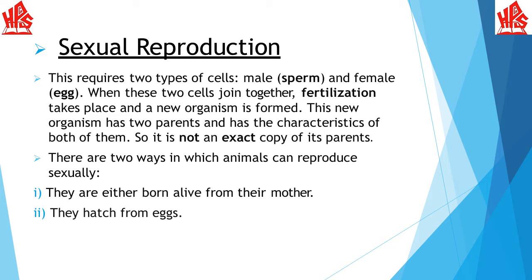There are two ways in which animals can reproduce by the joining of the egg and the sperm. The young are either born alive from their mother, as in the case of mammals, or they hatch from eggs. For example, in the case of birds, reptiles, insects, and fish.